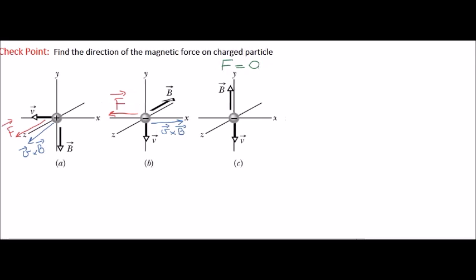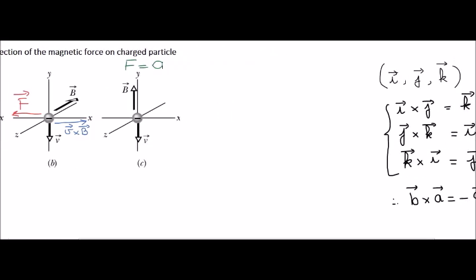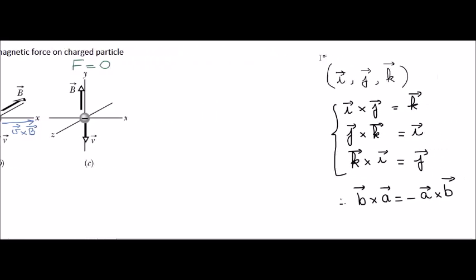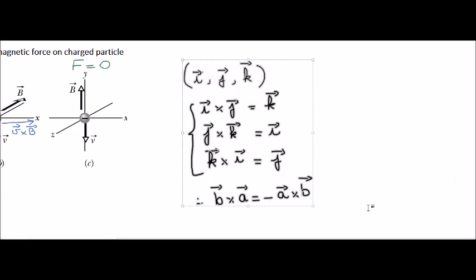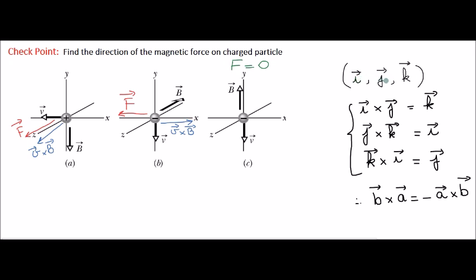Is this the only way? No. We can use a vector formula here. So we have I cross J is equal to K. J cross K, I rotate like that, is equal to I. And K cross I is equal to J. So that's the way to remember this formula. So with this, you can solve this problem.